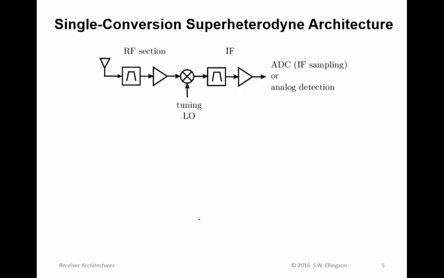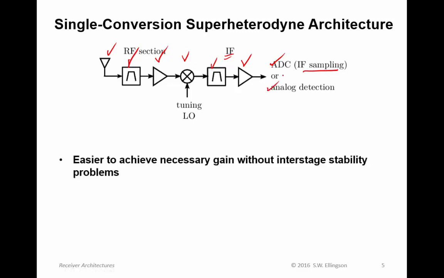Signal conversion superhet architecture. In this case, we have an antenna, we have pre-selection, we have gain, at least some fraction of the gain. Then we have a tuning LO doing frequency mixing, and then a lower IF stage, an IF at a lower frequency, where we have some more of the selectivity and some more of the gain. And then we can be either digitizing, that's IF sampling, or doing analog detection. Either one is common. Here it's easier to achieve the necessary gain without interstage stability problems.